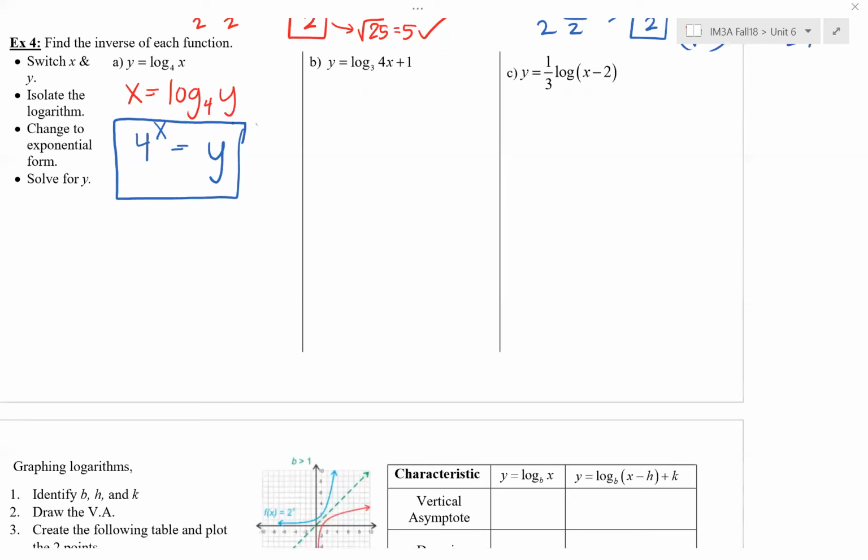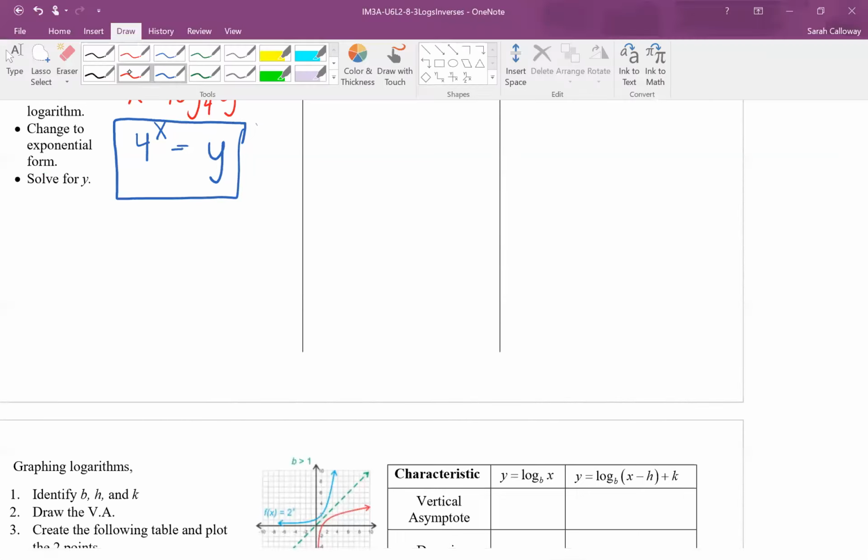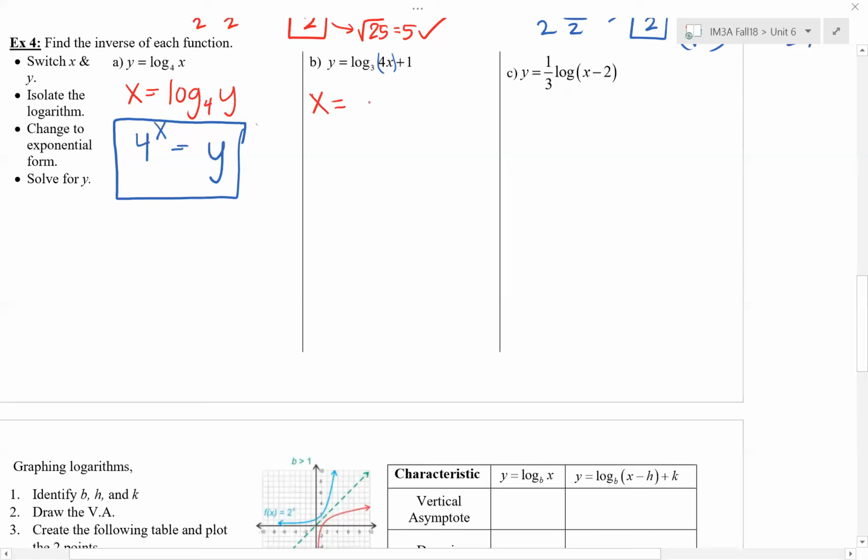So next for b, we've got log base 3 of 4x plus 1. If we compare this to c, notice that the 4x is the only thing in the log for b, whereas x minus 2 is all in the log for c. And so what that means is I can kind of think about it as though there were parentheses around the 4x, so that 1 isn't in the log, it's not attached. So when I switch x and y, we've got x equals log base 3 of 4y plus 1.